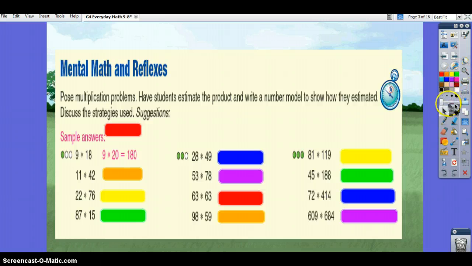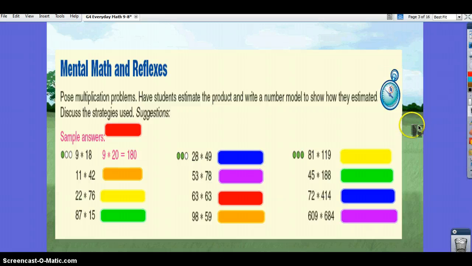Now we're going to do multiplication problems. I want you to estimate the product and write a number model to show how you estimate it. You can do this on a regular sheet of paper, or you can do it on a whiteboard. So the first one's done for you. 9 times 18, we would round to 9 times 20 equals 180. 11 times 42, I would probably do 10 times 40 is 400.